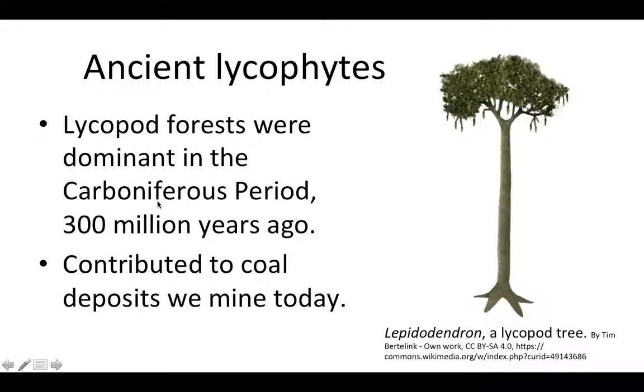And this period is called the Carboniferous period. It's called this because when these trees died and decayed, they didn't fully break down. Instead, the carbon in their bodies, at least some of it, was stored and was transformed into coal and other fossil fuels that we use today. So our current industrial revolution is largely powered by lycophytes that were around 300 million years ago.